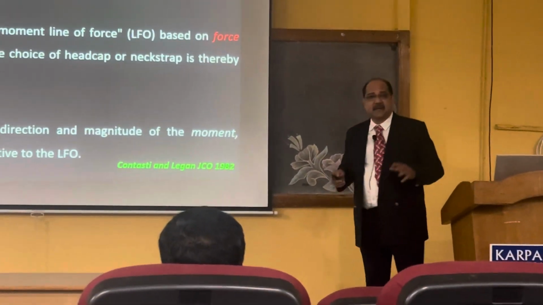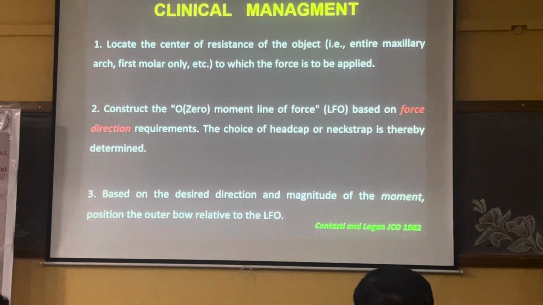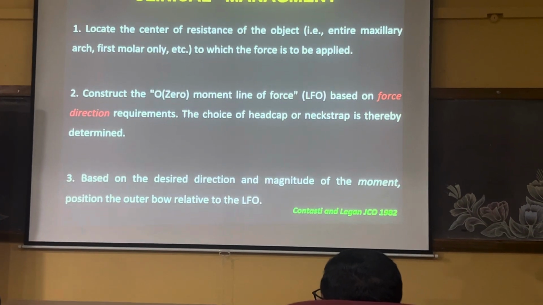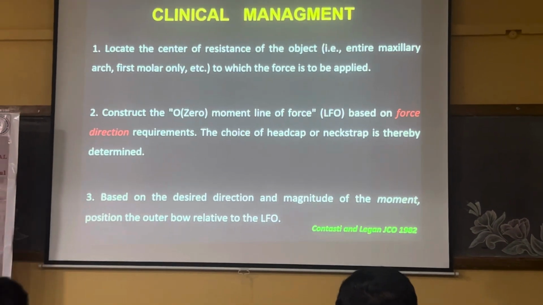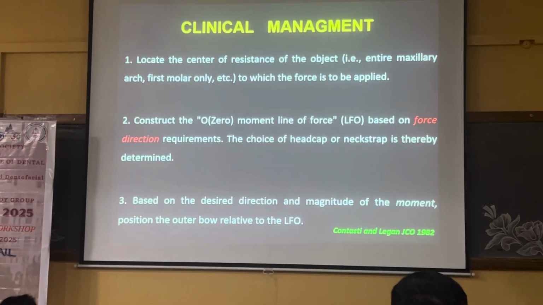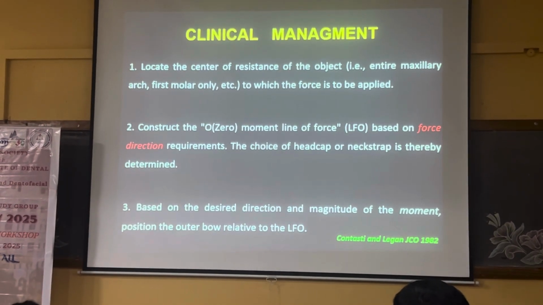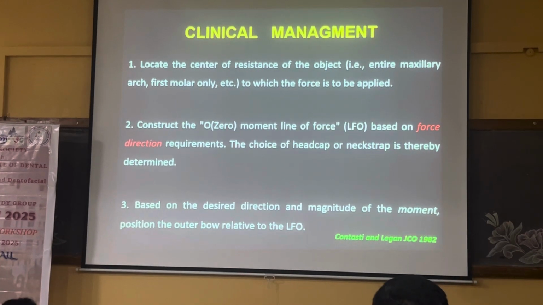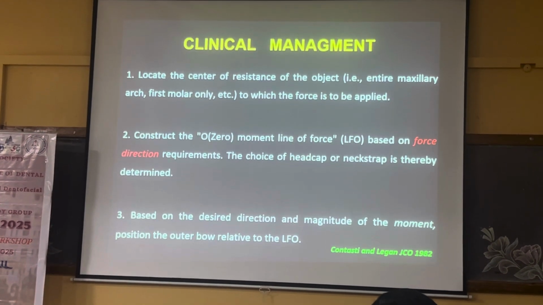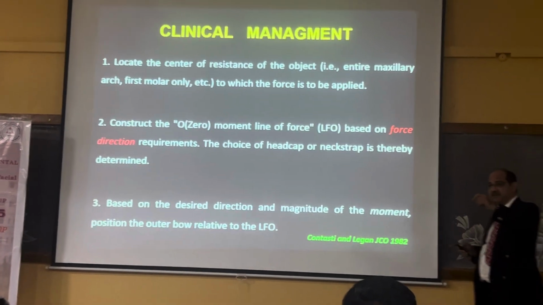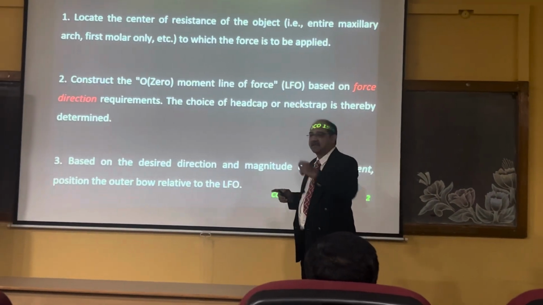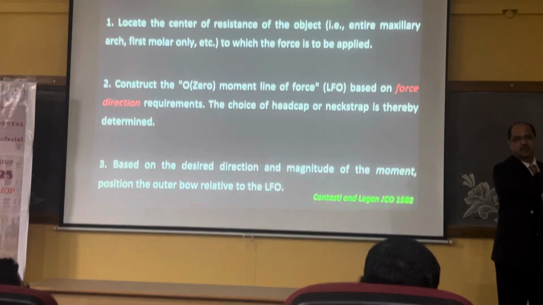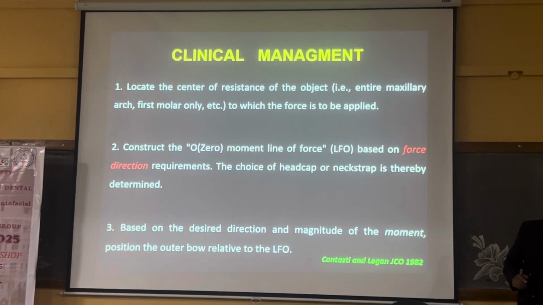Now coming to the clinical management, how are you going to deliver a headgear? The first thing is, you locate the center of resistance. If it is the maxilla, let us take Prophet's center of resistance. It is between the two premolars. So you take a conservative amalgam condenser, put it intraorally in the region between the two premolars, and point it out. Mark it with one marker.